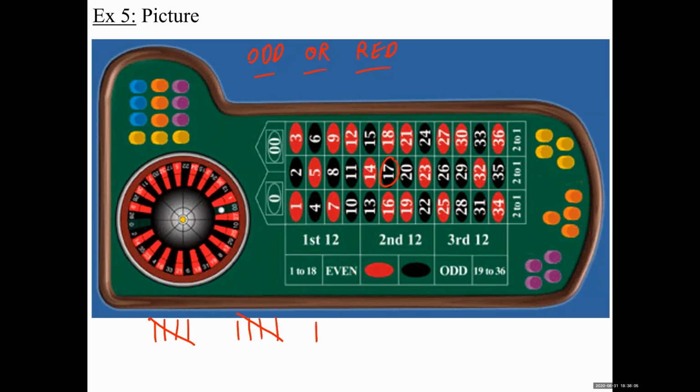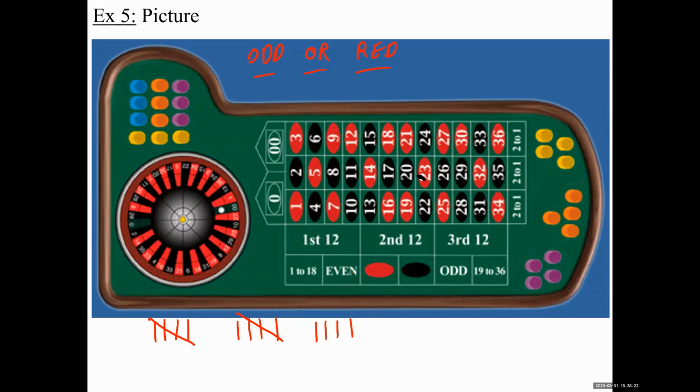17? Yeah, because it's odd. 18? Yeah, because it's red. 19? Yes, because it's odd or red, either one. 20? No. Okay, good. It's not odd. It's not red.